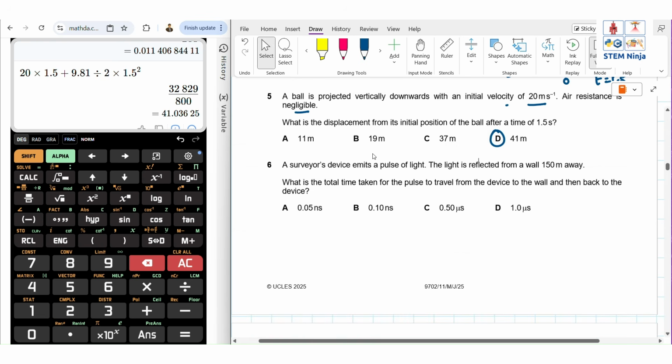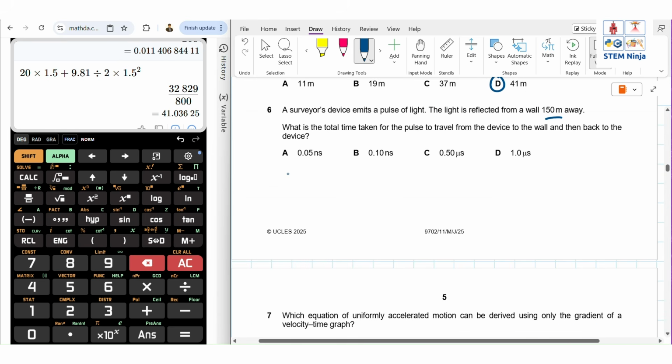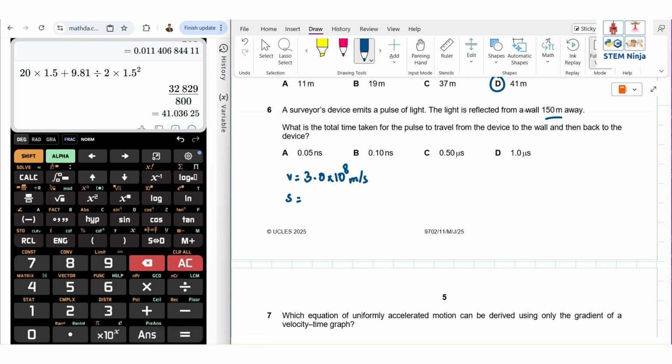A server's device emits a pulse of light. Light is reflected from a wall 150 meters away. What is the total time for a pulse to travel from the device to the wall, then back to the device? Okay, so first let's do this in seconds. We know that V is the speed of light, 3 times 10 raised to power 8 meters per second. The total distance that we have is not just 150, it's 300 meters because it's traveling twice that amount.